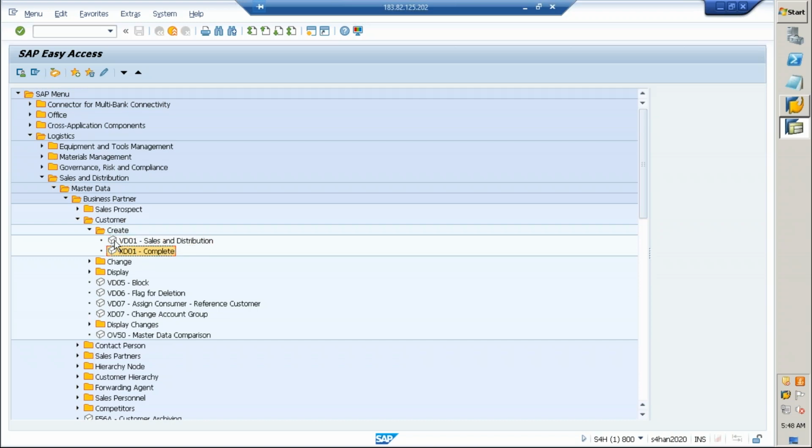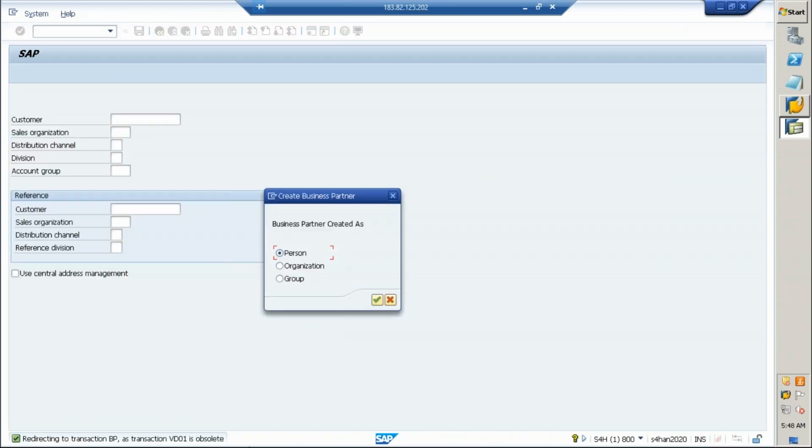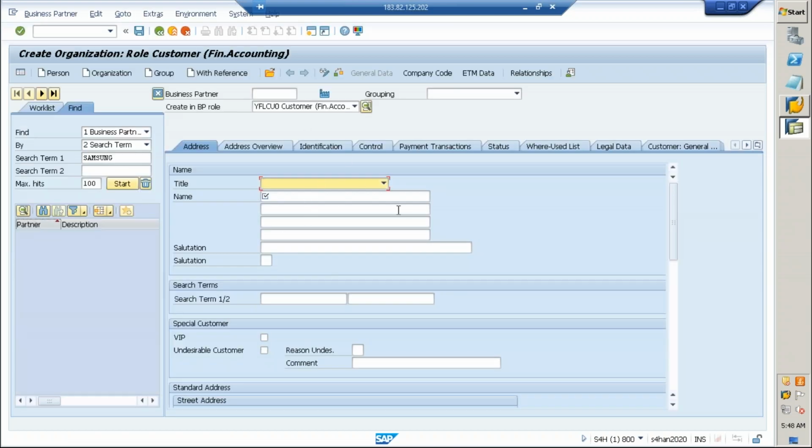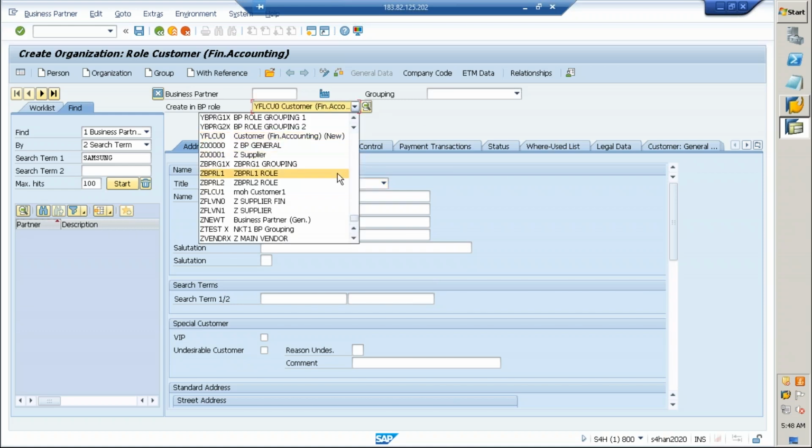We can see this transaction here, but when we click on this one, it will take us to the BP transaction, and it is showing that it is redirecting to transaction BP as transaction VD01 is obsolete. So if we click on this one, it will take us to the business partner transaction, right? Using this transaction, customer master is created. However, as I said, using this transaction, vendor master and other legal entities are created.